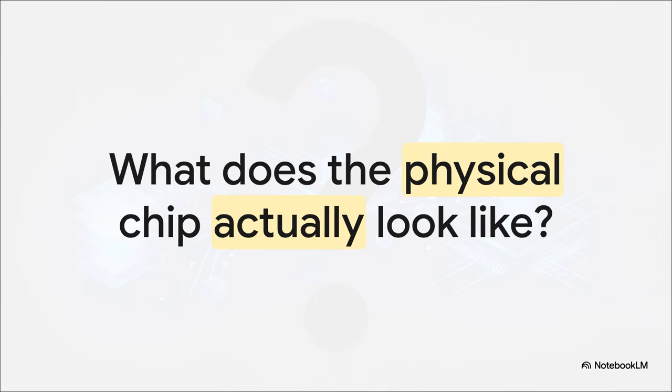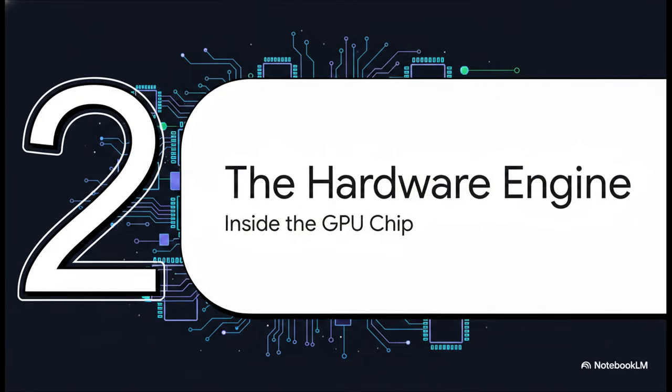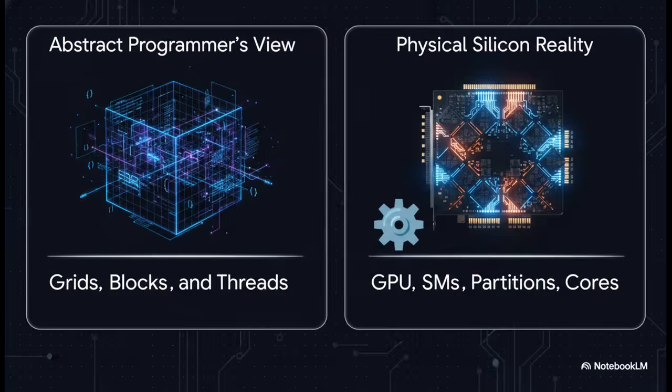Okay, so we've got our code blueprint ready and perfectly organized, but what does the physical chip actually look like? What machinery is actually waiting to execute all this? That brings us to part two, the hardware engine itself. And this right here illustrates the exact divide we're exploring today. On the left, you've got your abstract programmer's view: grids, blocks, threads. But over on the right, you have the physical silicon reality: the GPU chip, SMs, partitions, and cores.